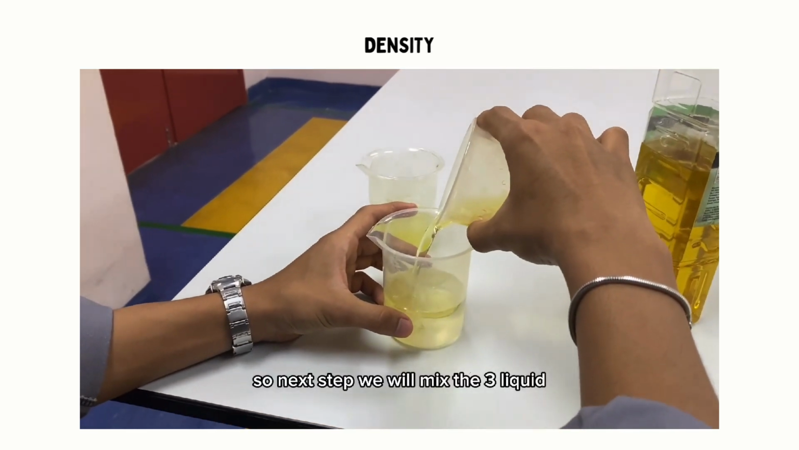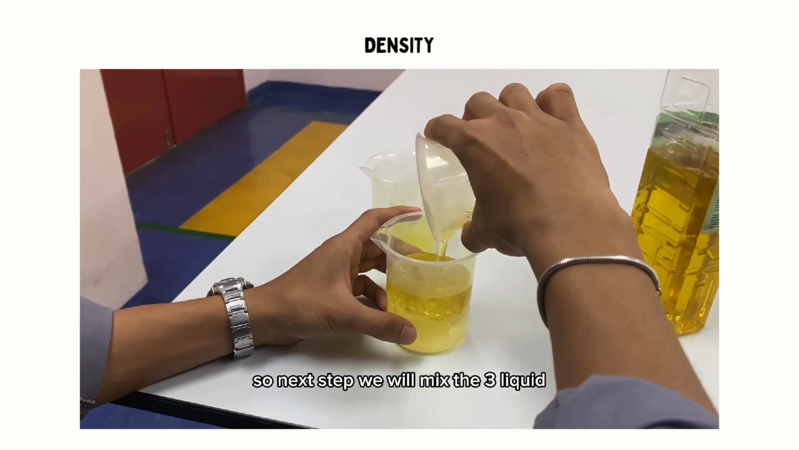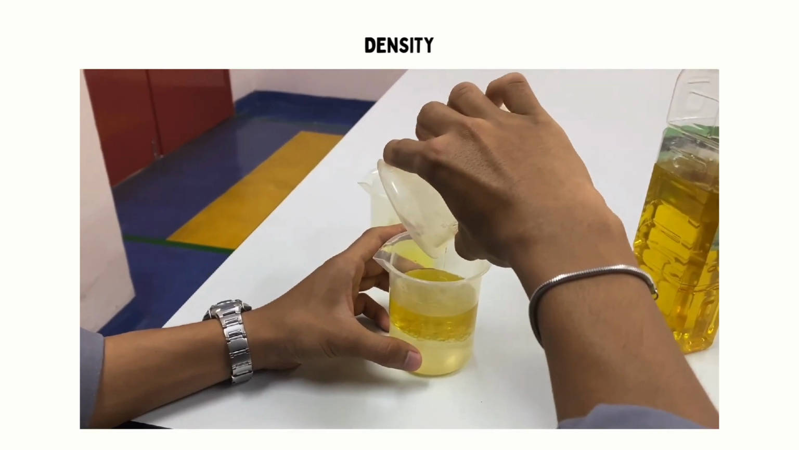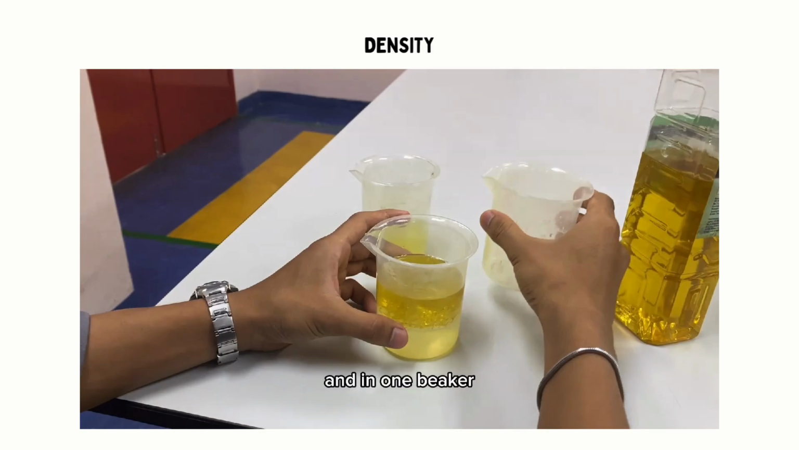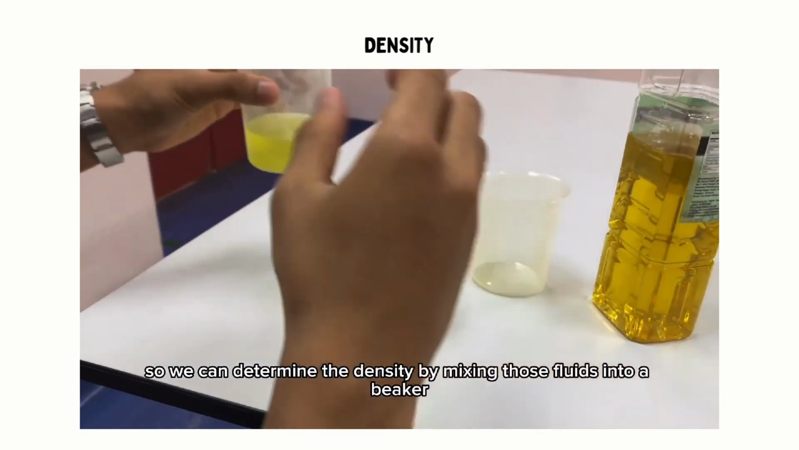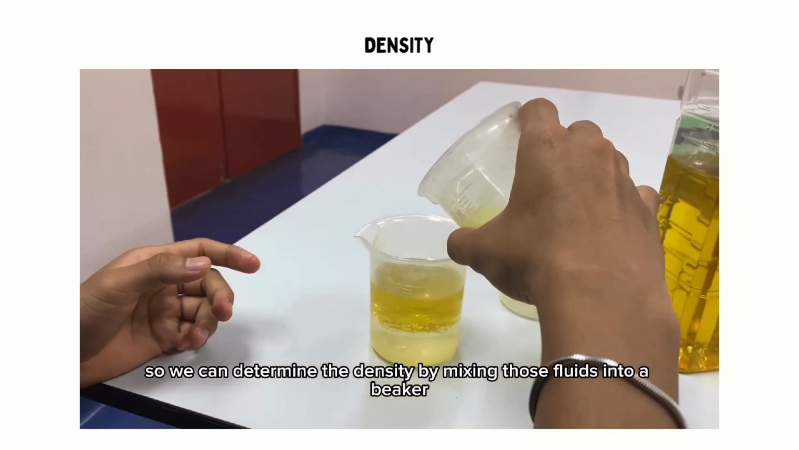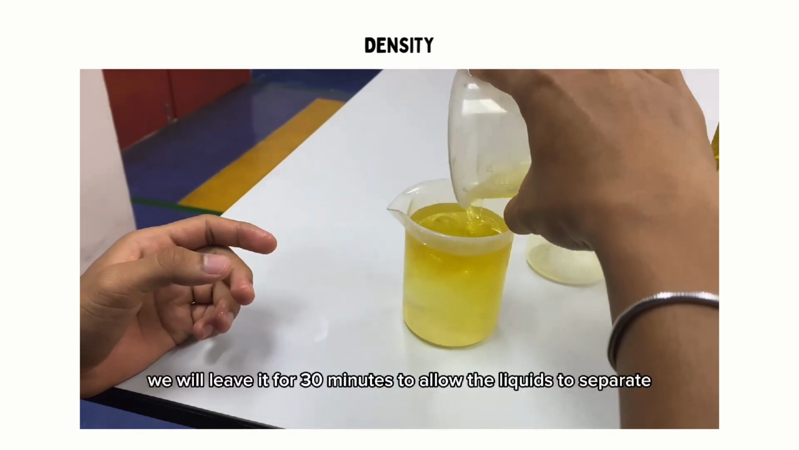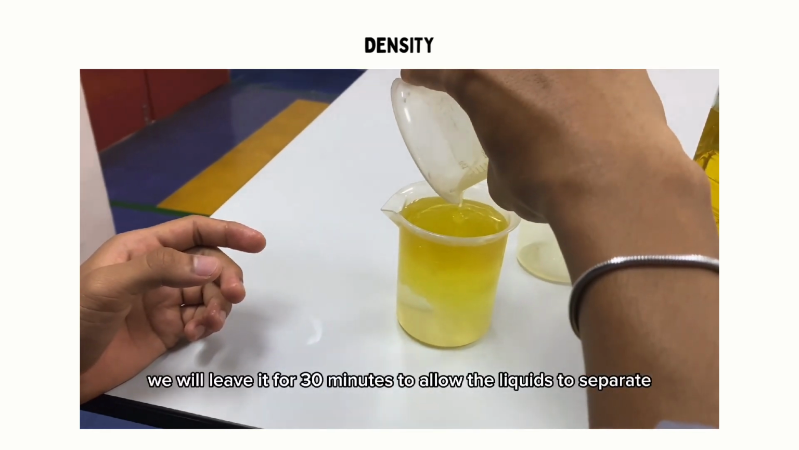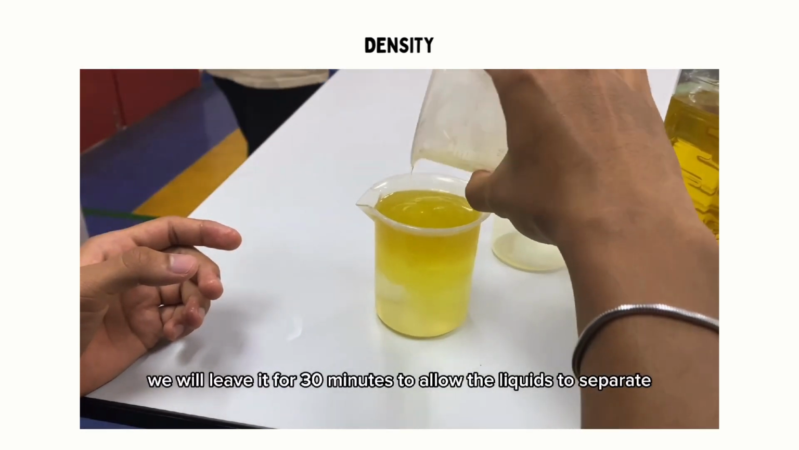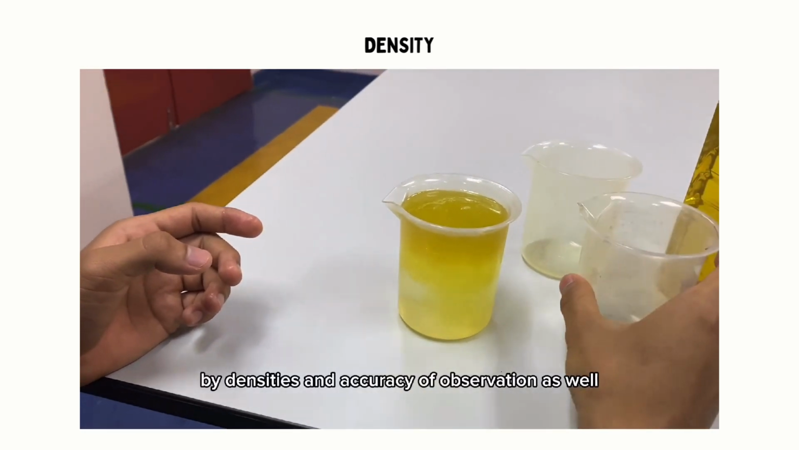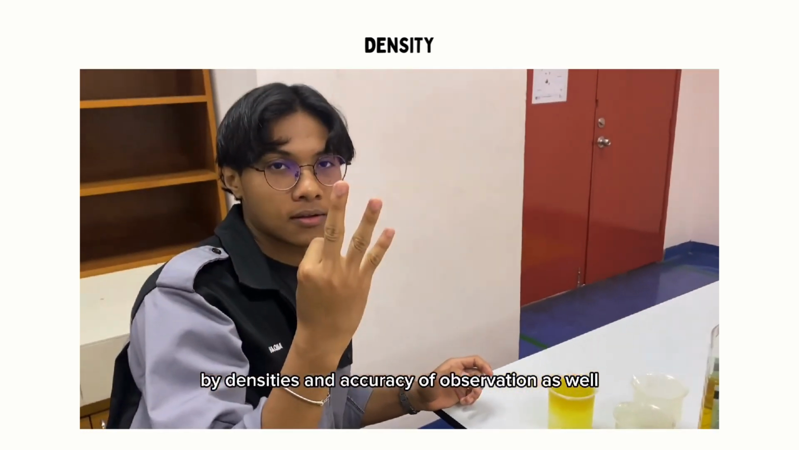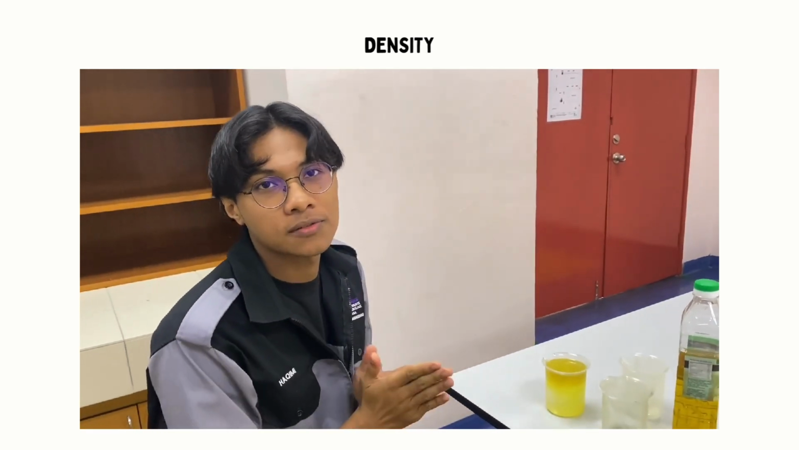So next step, we will mix the 3 liquids in one beaker, so we can determine the density by mixing those fluids into a beaker. And then we will leave it for 30 minutes to allow the liquids to separate by densities and for accuracy of observation as well.